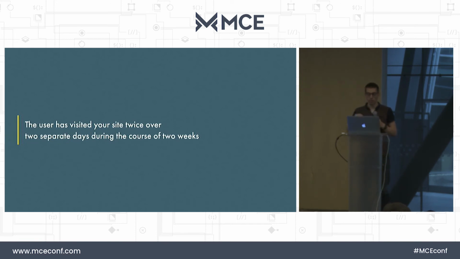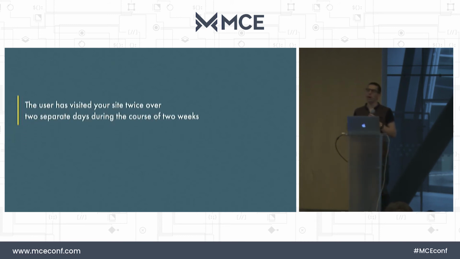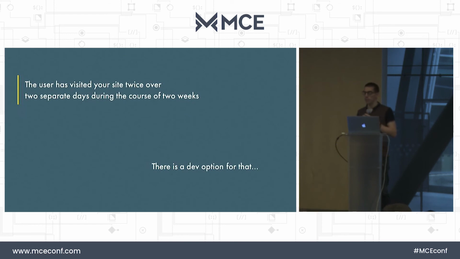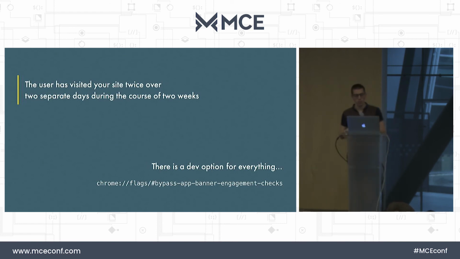So if the visitor is not visiting your website twice over two separate days during the course of two weeks, nothing will be displayed. So as a developer, that's pretty boring. Obviously, and fortunately, there is a dev option for that. There is one actually for everything, and this dev option can be enabled just by going to this link: Chrome flags, bypass app banner engagement checks. If you click on that, then the banner will always be displayed. So as a developer, it's pretty handy.